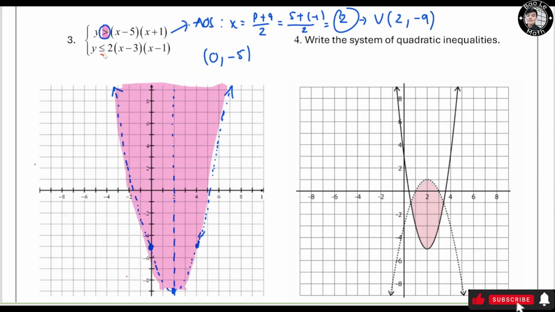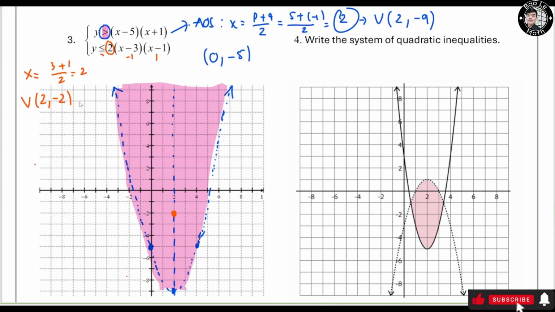Now for the second one, we do exactly the same thing, right? So the axis of symmetry, x equals (p plus q) divided by 2. So it could be 3 plus 1 divided by 2, which is 2, right? And the vertex is going to be (2, substitute 2 over here). We have 2 minus 3, which is -1. 2 minus 1 is 1. So -1 times 1... times 2 is going to be -2, right? So the vertex is (2, -2), which is going to be right here. And the axis of symmetry x equals 2, right? And observe that a is 2, greater than 0. The parabola opens upward, right?